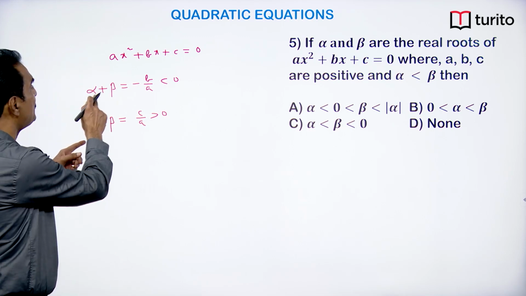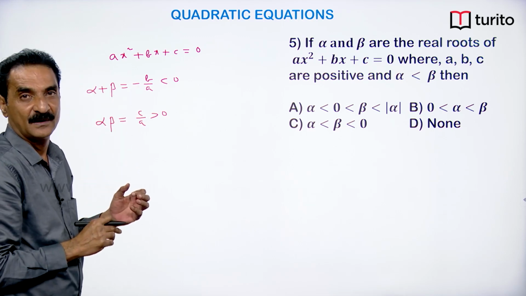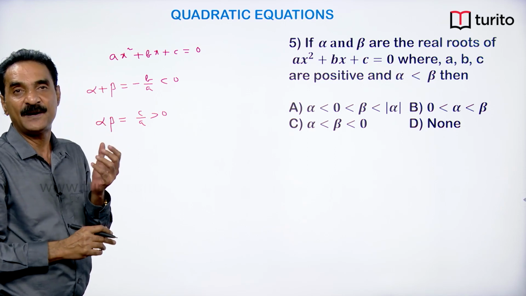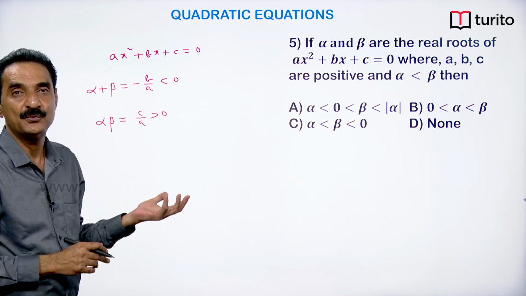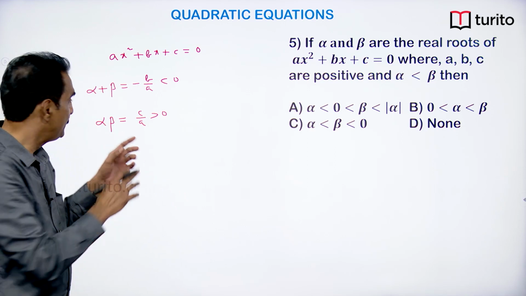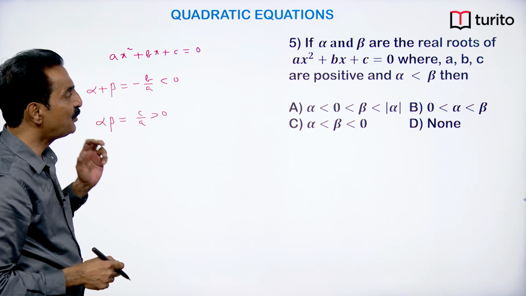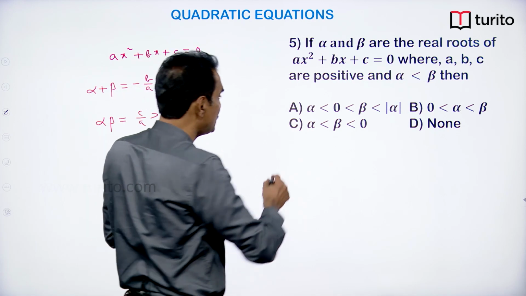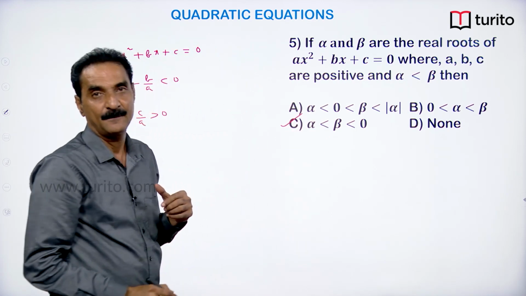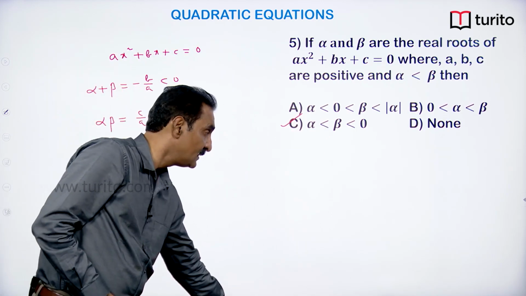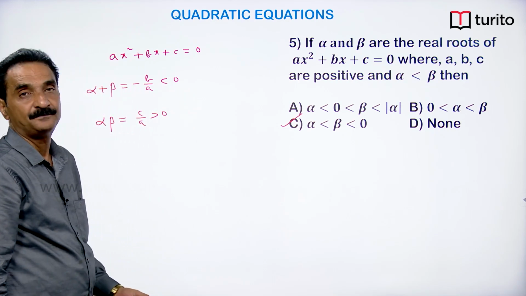Then if you look at the sum of the roots, it is negative. That means both the roots alpha and beta must be negative, because if both the roots are positive, sum should be positive. So we understand that both the roots are negative. So what is the correct answer? Option C. Okay. Next question.